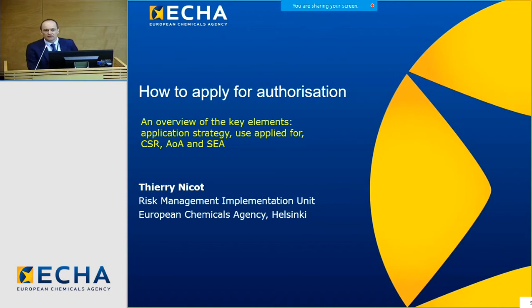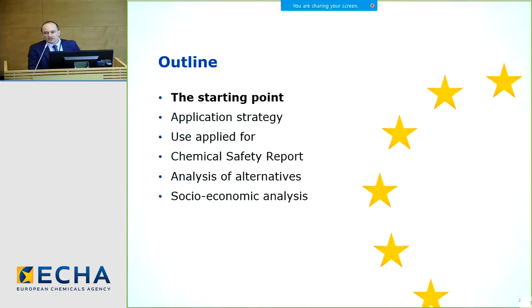Okay, thank you, Matti, and good afternoon, everyone. I will give this presentation to present you a quite general overview of the key elements that are necessary for an application for authorization. I will start with the starting point, and I will also go through the application strategy, the description of the use applied for, and I will also quickly explain what the three assessment reports are composed of: the chemical safety report, the analysis of alternatives, and the socio-economic analysis.